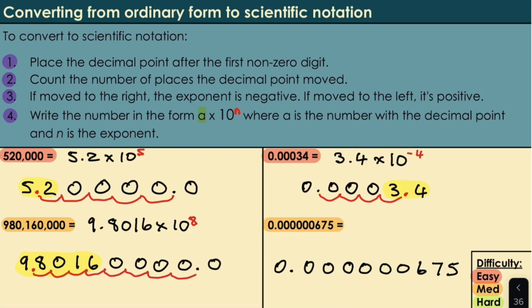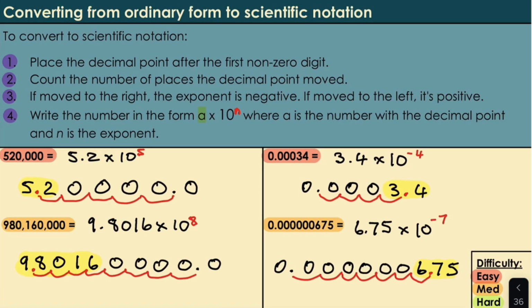Last example. Step 1. There, I put it after the 6. Now we can already see the A component, 6.75. Now I need to work out the power. The decimal point has moved 1, 2, 3, 4, 5, 6, 7. 7 places to the right. So I have 10 to the negative 7.